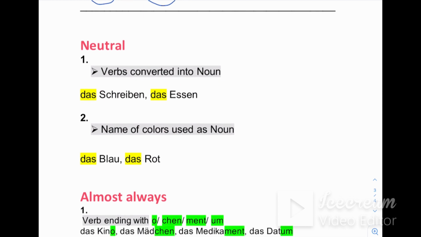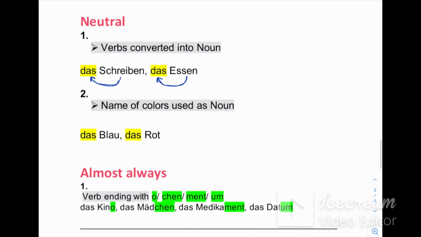Verbs which are converted into nouns. For example, das Schreiben. In verbs we also say schreiben, which means to write, and here Schreiben means writing. So das Schreiben, verbs converted into nouns. Essen is also a verb which means to eat. In noun form it will take the das article, das Essen, das Schreiben.